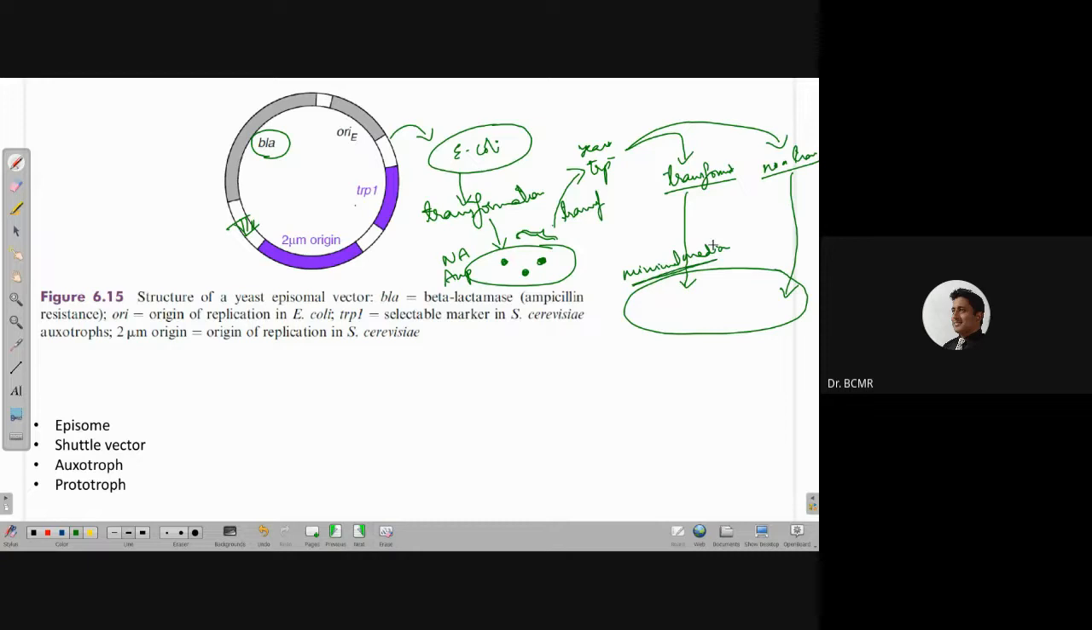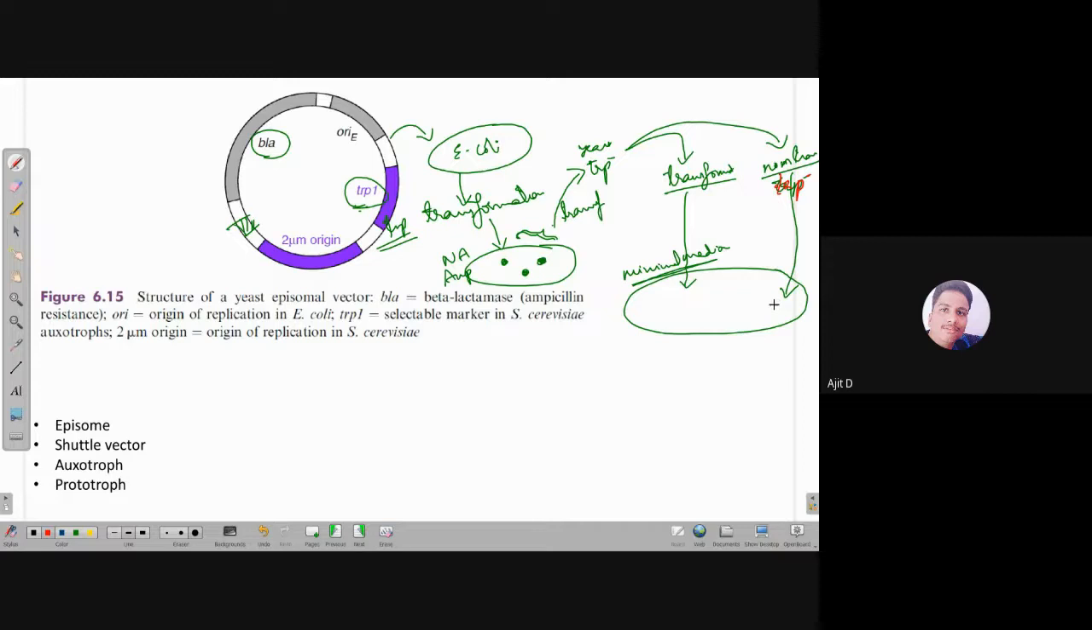So the vector has the tryptophan gene. This is the functional gene to produce tryptophan. The non-transformants, which did not get the plasmid, are still trp minus. They cannot produce tryptophan. Yes, so transformants actually are the ones that grow, sir, because they had the TRP1 gene in order to produce tryptophan. So I wanted to add that also.